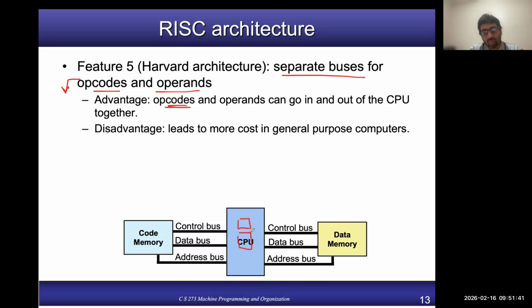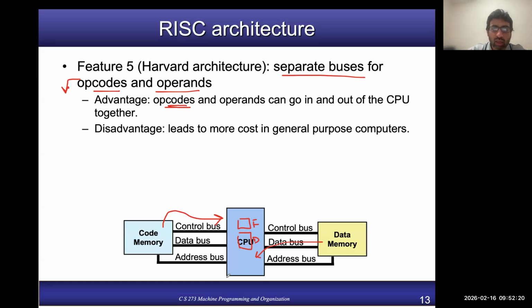When you fetch the first instruction, you will use the code memory. In the next cycle, the first instruction is in the decode stage and the second instruction is in the fetch stage, so the second instruction is fetched from the code memory into the pipeline. And in the execute stage, you need to read the data from memory, so that data will be read from memory into the CPU. Which basically means that you can read the content from two memories at the same time.